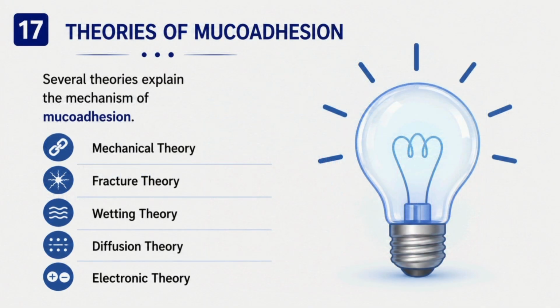Theories of mucoadhesion. Scientists have proposed several theories to explain this mucoadhesion. Why several theories? Because mucoadhesion is a complex phenomenon. One theory alone cannot explain every interaction. The important theories include wetting theory, diffusion theory, electronic theory, adsorption theory, mechanical theory, and fracture theory. Do not simply memorize the names here. Understand the basic idea behind every theory.